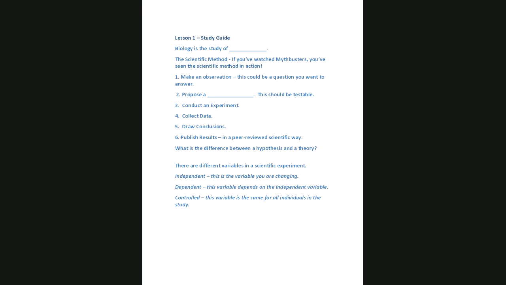So study guide one, biology is the study of life. And one of the first things in lesson one we talked about was the scientific method. There are several steps. First of all, you have to make an observation. For example, the power goes out and I need to go outside in the dark and I need a flashlight. So I go to turn my flashlight on and it doesn't come on.